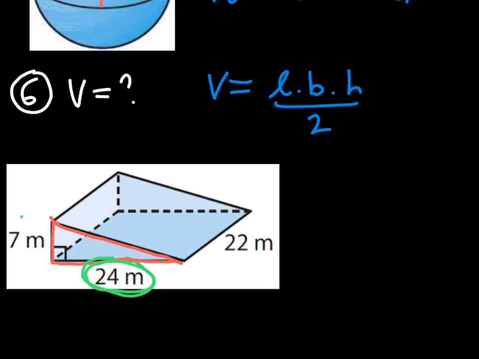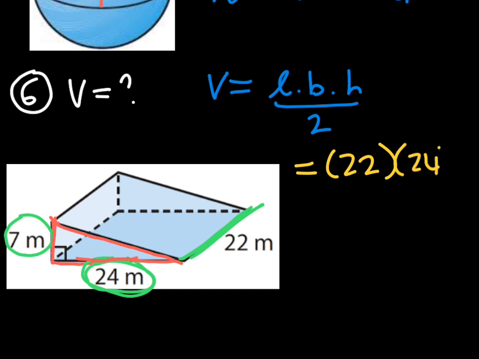That means that the height of the triangle is 7, because remember, when we're referring to the base and the height, it is of the triangle of the prism. Lastly, we have the length, which is the length of the prism. So we can now substitute all of these values into our formula. We say that the length was 22, our base was 24, and our height we said was 7, and all of this is over 2.